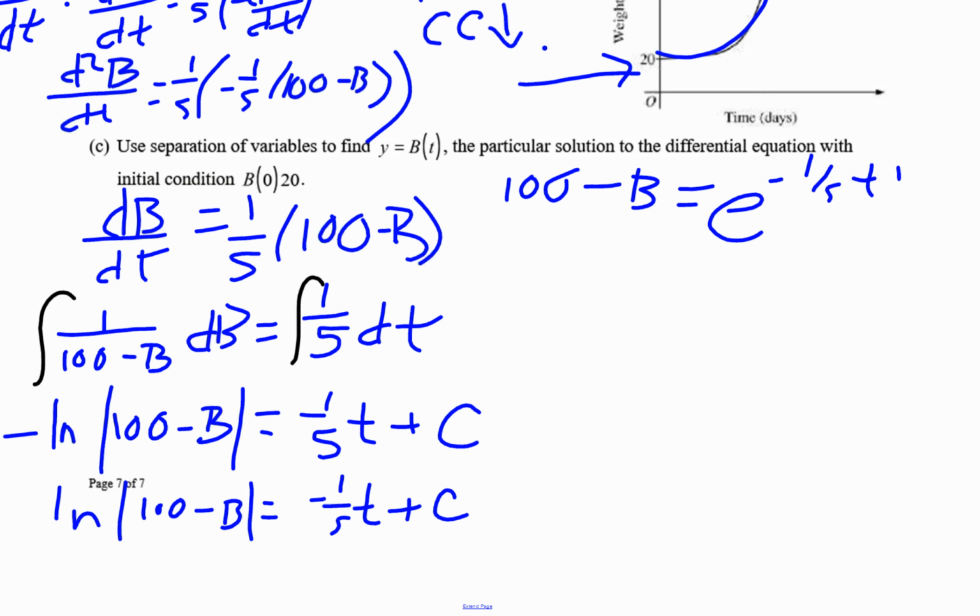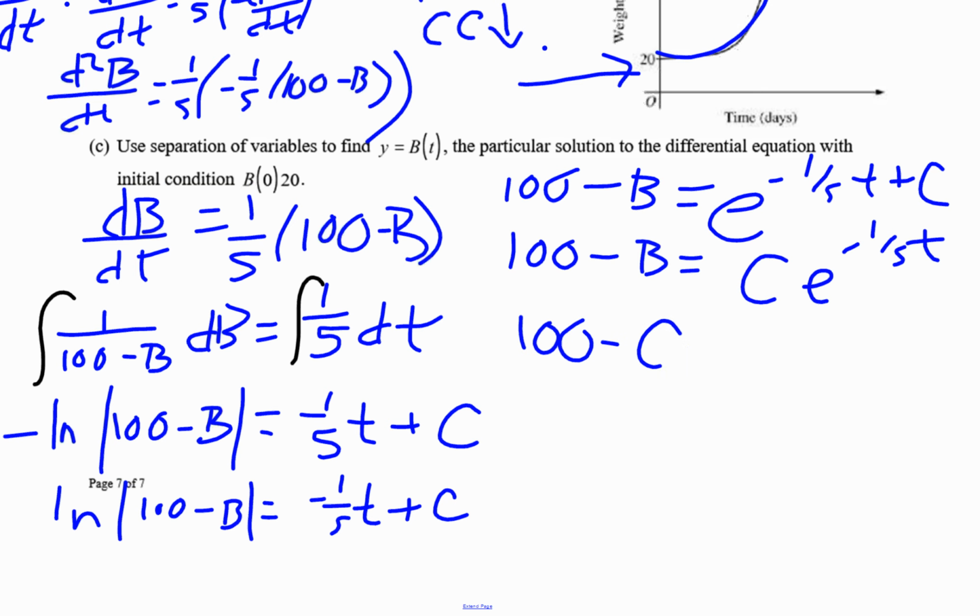All right, if we exponentiate it, we get 100 minus b equals e to the negative 1/5 t plus c. Remember, if we have that plus c in the exponent, we can move it to the front. 100 minus b equals c e to the negative 1/5 t. All right, and then just rearranging that, we get 100 minus c e to the negative 1/5 t equals b. There's our general solution.